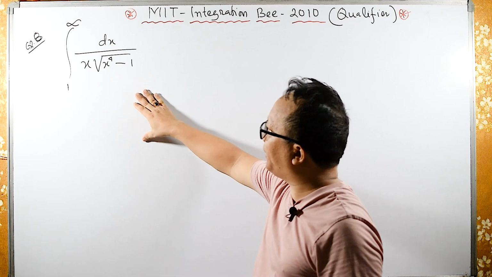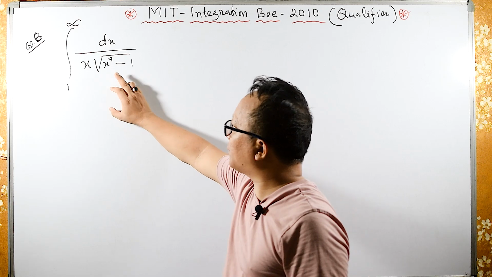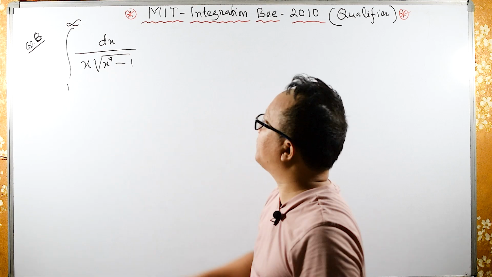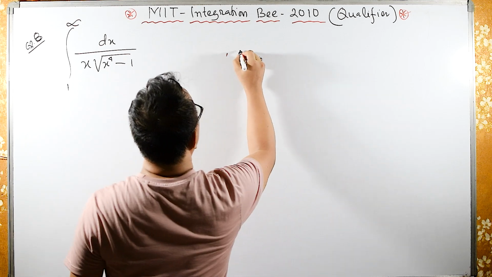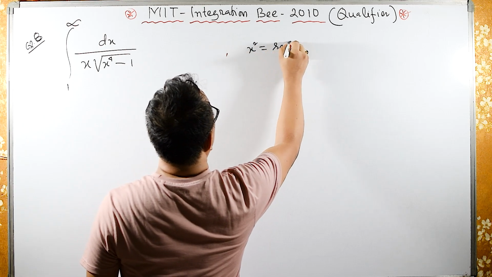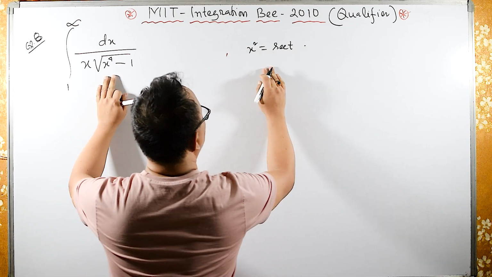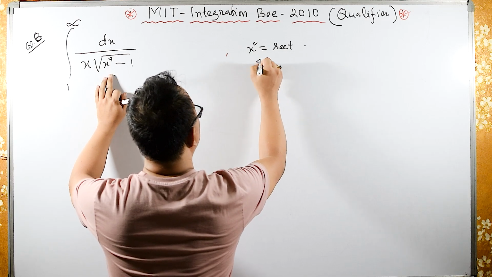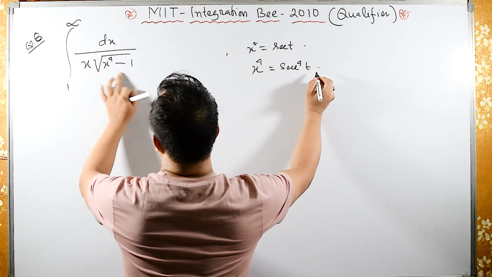This can be solved many ways. What I will do is substitute x square equals sec t, and let's see what comes. Why? Because if I square both sides, I will get x⁴ equals sec⁴ t, and I need x⁴ minus 1.